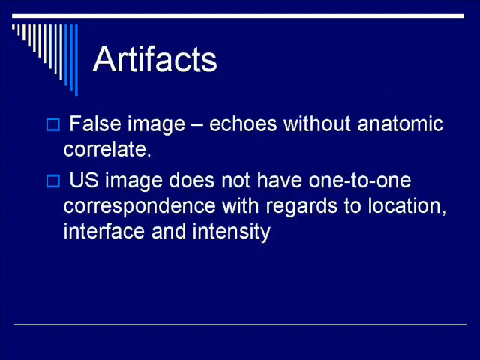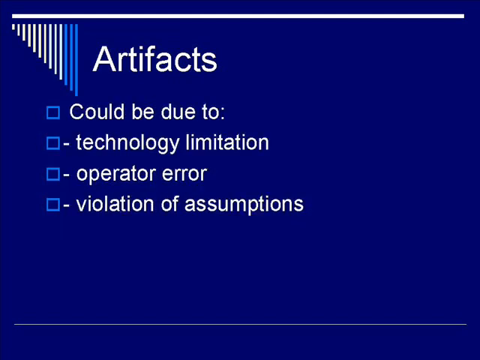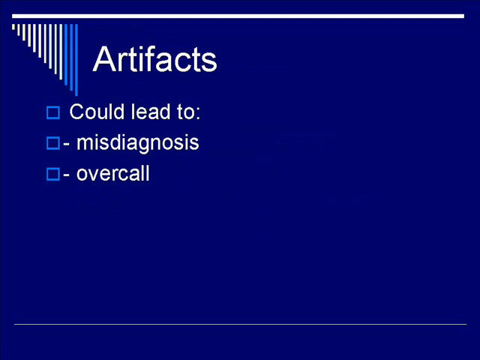The lecture for today is on image artifacts as seen in clinical ultrasound. What is an artifact? An artifact is a false image in which echoes without anatomic correlate are observed. They do not have one-to-one correspondence with regards to location, interface, and intensity. Artifacts could be due to many things. It could be technological limitation of the system, operator error, or violation of assumptions. Artifacts could lead to misdiagnosis and overcalls. What we want to do in this lecture is to describe in detail the origins of artifacts and discuss the knowledge that is used to fix them.